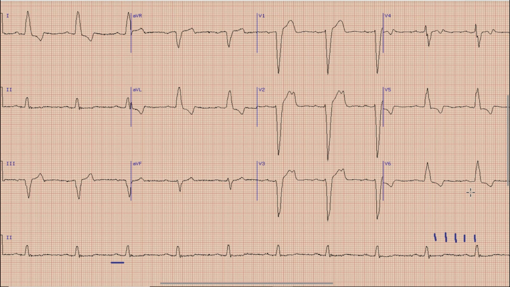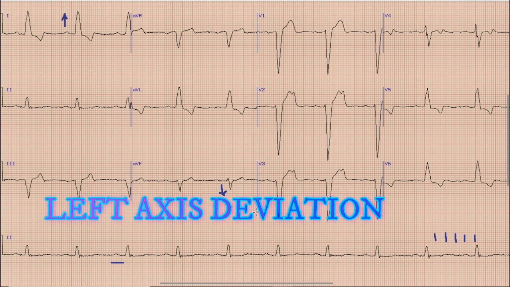The next step in ECG interpretation is finding the axis. For axis, we will see the direction of QRS complex in lead 1 and lead AVF. As you can see in lead 1, the direction of QRS complex is upwards, while in lead AVF the QRS complex is directed downwards. So by applying the rule of thumb, the axis in this case is left axis deviation.